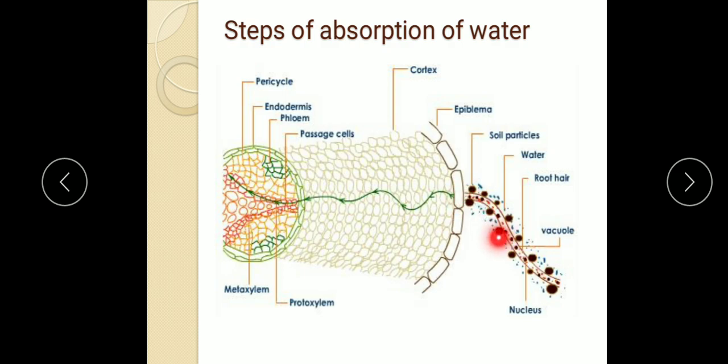Now once the water is absorbed, its concentration in the root hair cells becomes more than the adjacent cells of the inner tissue. Now water reaches here. Okay, so here the amount of water increases more. So its concentration increases in the root hair cells and the surrounding cells.